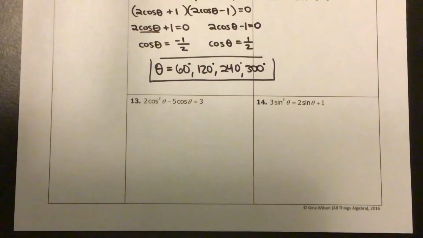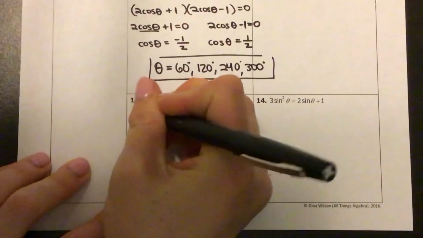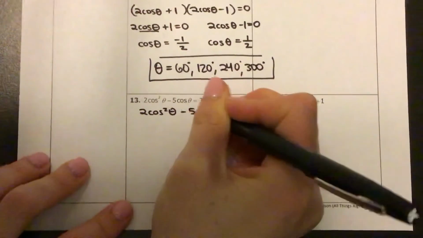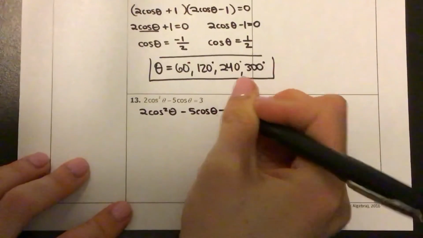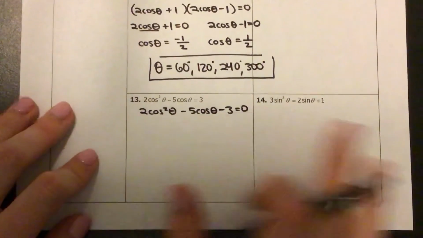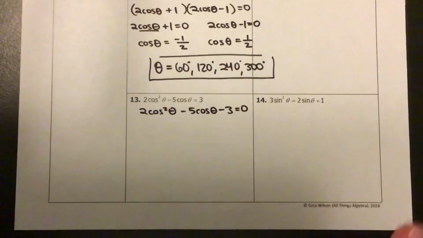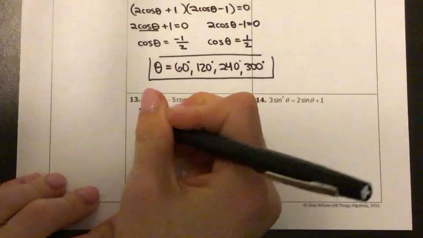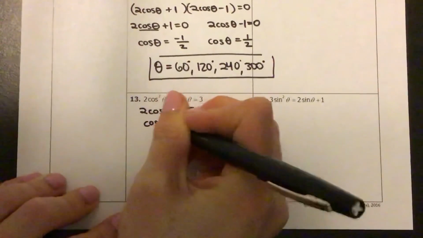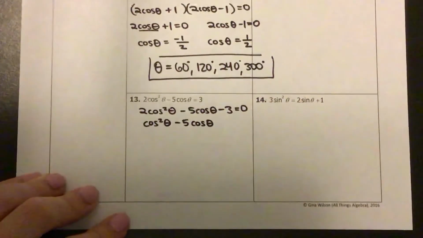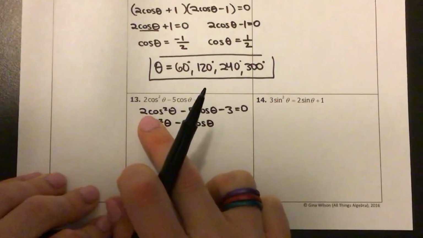Last one, number 13. This one, we need to start by subtracting the 3. Because it is a quadratic, you want to make sure that everything is on one side. And then for this one, you see there's something in front of the cosine squared, which would be like having something in front of the x squared. If that doesn't divide out, which it does not, that is when we do the slide and divide method, okay? If it can divide out, you have to, because if it can divide out, slide and divide won't work. But if it can't, then you do slide and divide.